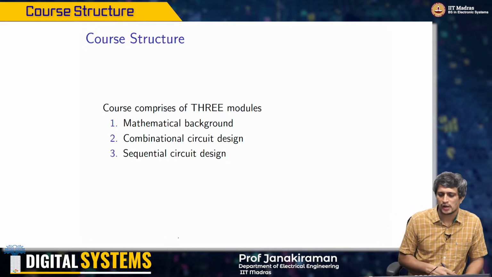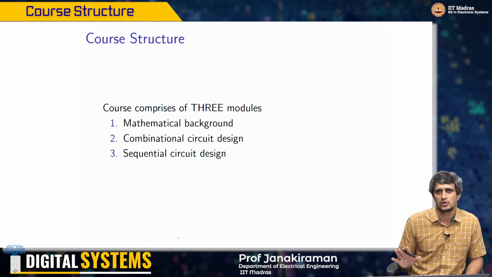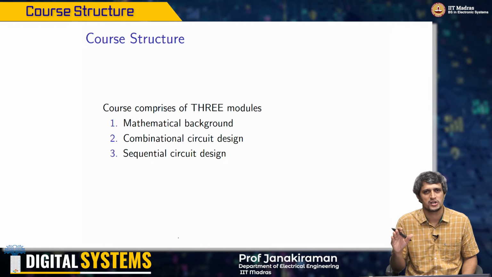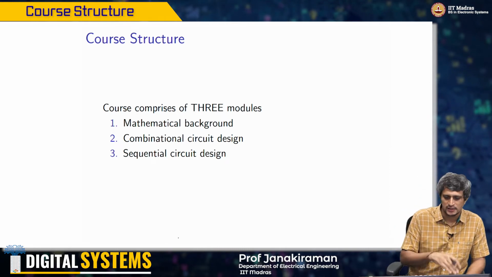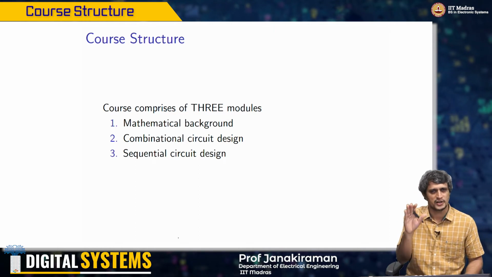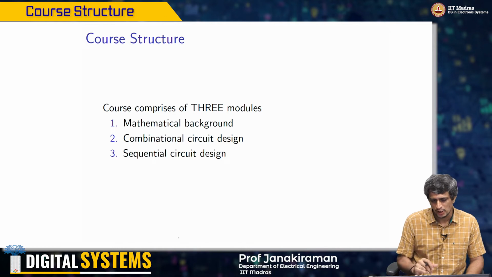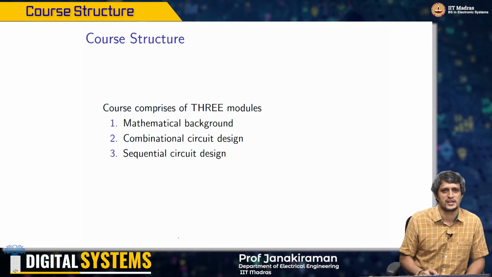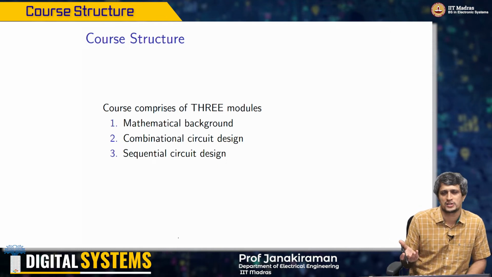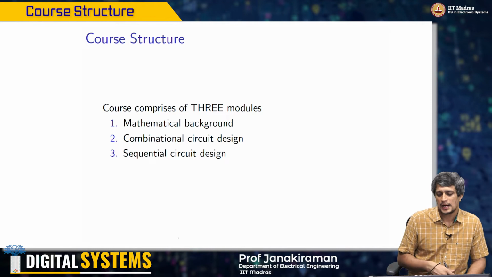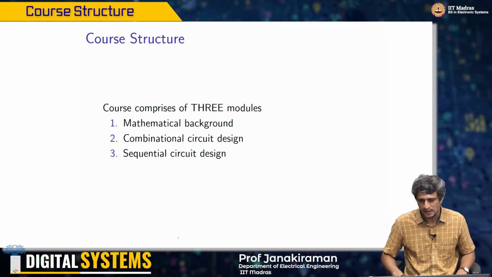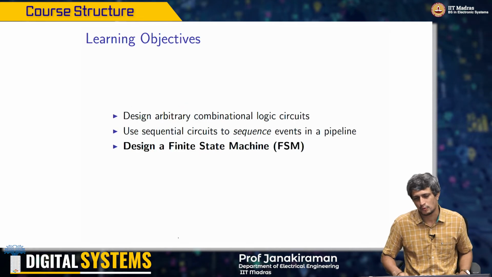So the course structure, basically the course comprises 3 modules. We look at the mathematical background, the number system, the representation of signed, unsigned, all these things, and how you can do multiplication, addition, subtraction all consistently in that mathematical framework. Then we look at combinational circuit design, which is basically an inverter, the most elementary combinational block that one can design. And then we will go to sequential circuit design. Sequential circuits are very important, but I will not spend too much time on that now.